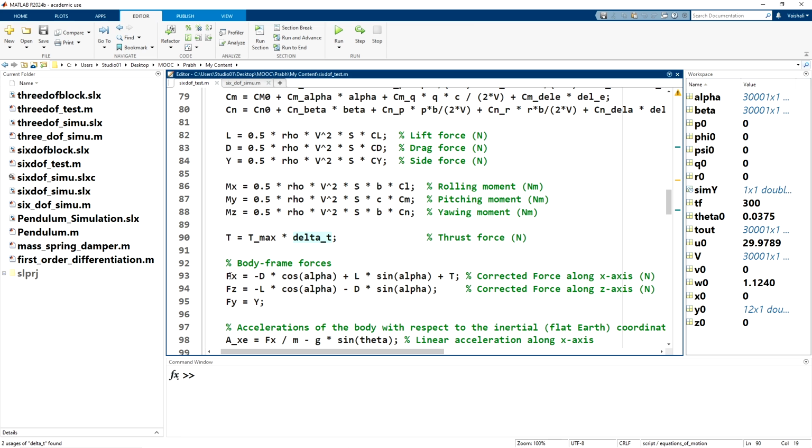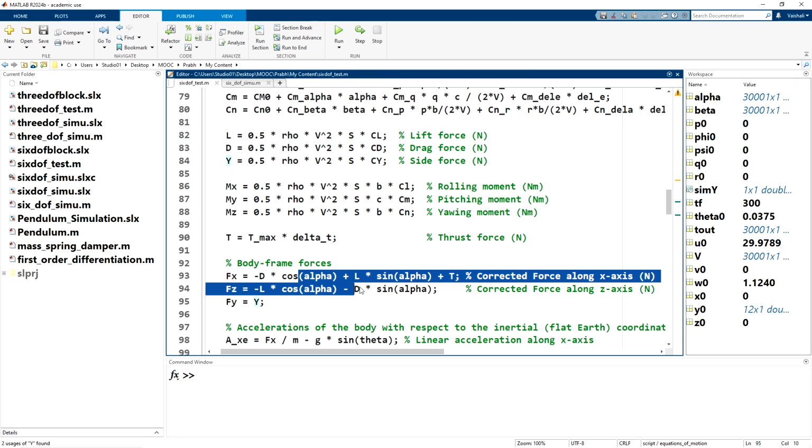Then we have Fx, force in x direction, minus D cos alpha plus L sin alpha plus T. This is Fz, minus L cos alpha minus D into sin alpha, and side force is simply, that is not coefficient, force in y direction, this is the side force. Hence we had derived this equation earlier.